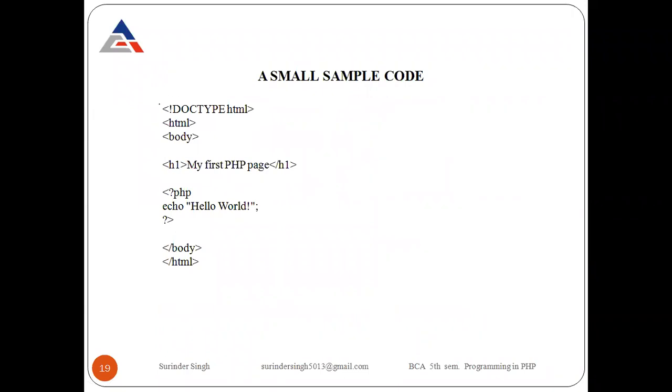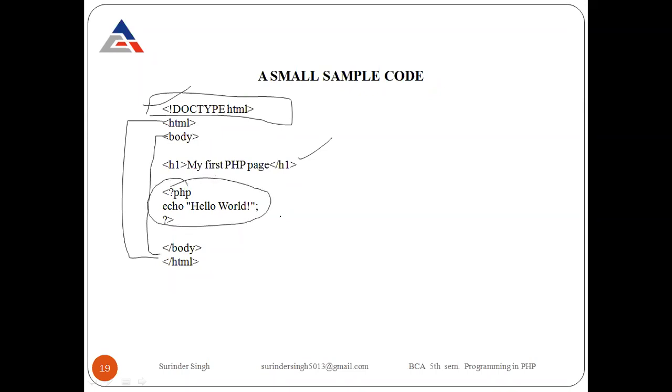This is a small PHP sample code. First of all, this is the doctype HTML header line. From this line, the browser will be able to detect that this is HTML code. Then here is the HTML root tag, then the body tag, and in the body tag we have a heading 1 and a PHP code. In the PHP code we have only one statement, a printing statement. For this we use echo. Echo means print, echo is an output statement, to print or display.